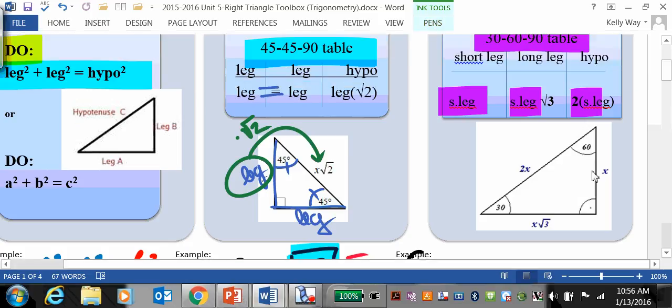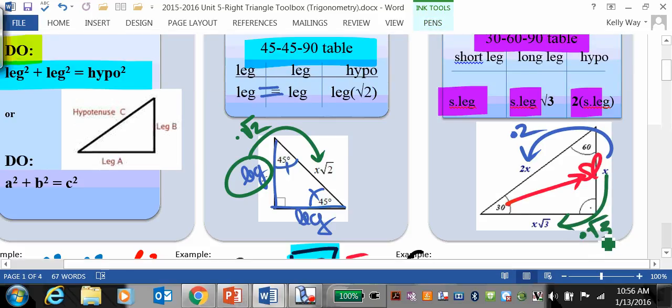So we go here. Here's your short leg. The short leg is always across from the 30 degrees. Short leg to the hypotenuse, you're going to times by 2. Short leg to the long leg, you times by root 3. Write this down, please. Your pencil's not moving. Short leg to the long leg is root 3. Short leg to the hypotenuse is times by 2. That's the pattern you learn in the staggering method. This is true.